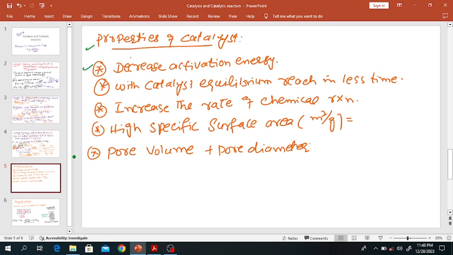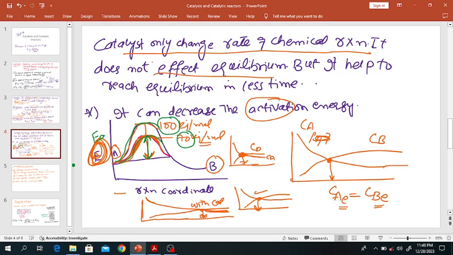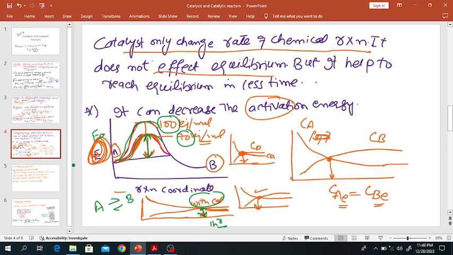With catalyst, equilibrium is reached in less time. Suppose this is a reaction, A is converting into B. Here without catalyst, equilibrium is achieved after a very long time, suppose after 1 hour. But with catalyst, the equilibrium is achieved at 20 minutes, after 20 minutes. So with catalyst, the equilibrium is achieved in less time.